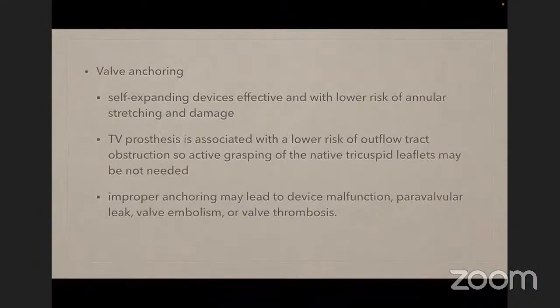Valve anchoring. For the tricuspid valve, a self-expanding device is effective, with lower risk of annular stretching and damage. So self-expanding devices are more beneficial, so as not to damage the surrounding structures. A tricuspid valve prosthesis is associated with a lower risk of outflow tract obstruction, so there is no need for active grasping of the native tricuspid leaflets. Those can help in anchoring the valves. Improper anchoring may lead to device malfunction, paravalvular leak, valve embolism, or valve thrombosis.